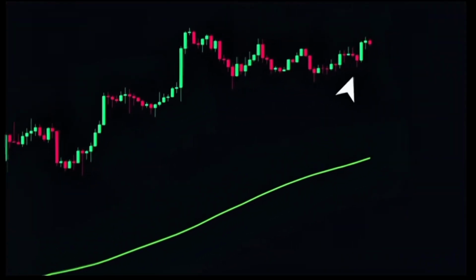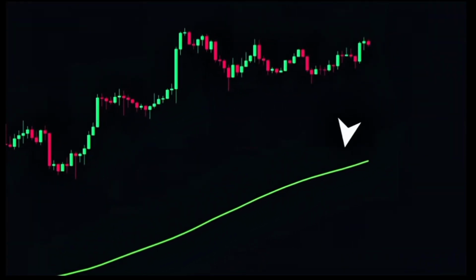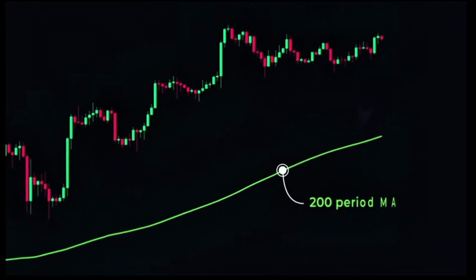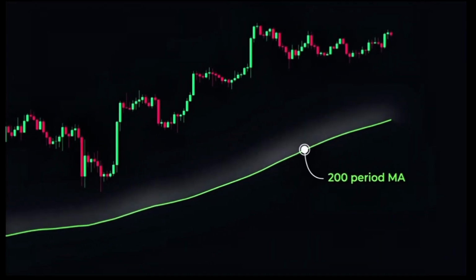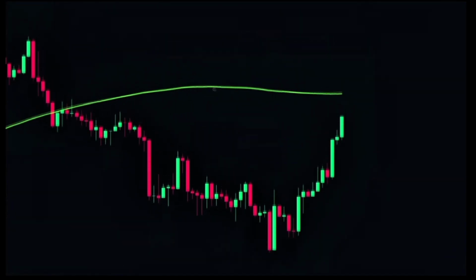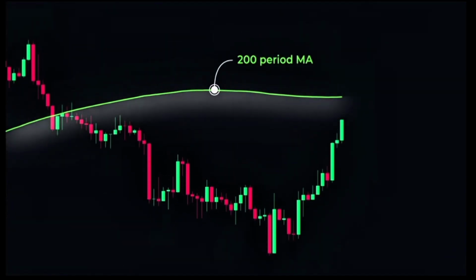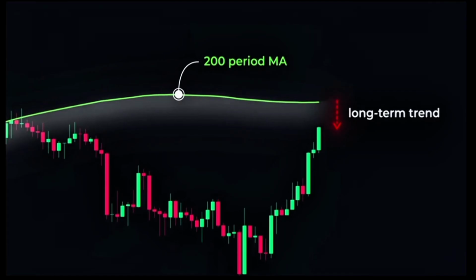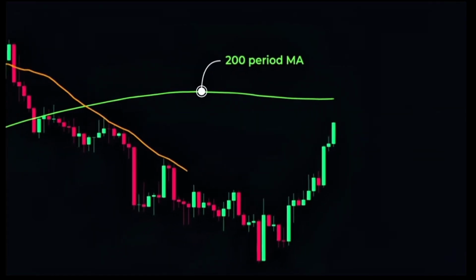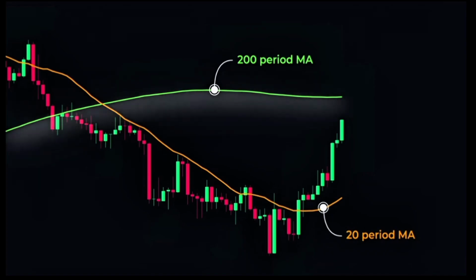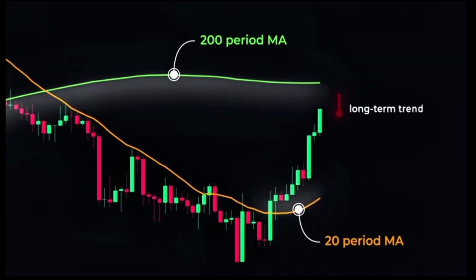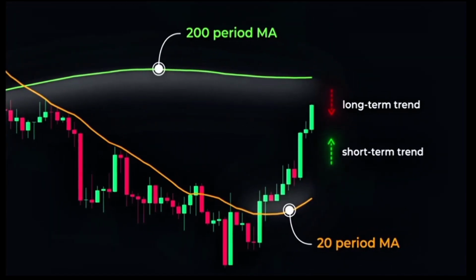So, how do we actually use the moving average to identify trends? You simply look at where the price is located compared to the indicator. For example, if I'm using the 200-period moving average and the current price is above it, that tells us the long-term trend is up. And if the price is below the 200-period moving average, the long-term trend is down. You can also apply a shorter moving average on the same chart, like the 20-period, to check the short-term trend. So in this example, even though the price is below the 200-period, it's currently above the 20-period. That tells us the long-term trend is down, but the short-term trend is up.